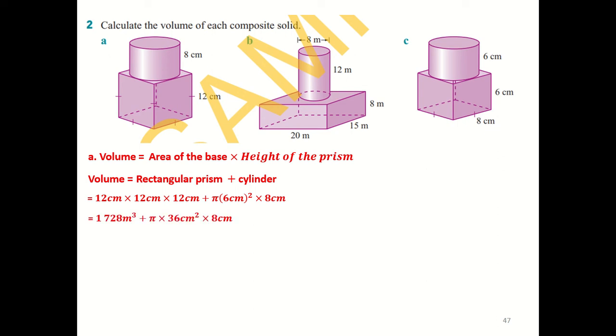Multiplying 12 by 12 by 12, it will give you 1,728 cubic centimeters, and 6 squared is 36. I still have 8 multiplied by that 6 squared, which is 36 in this case. 36 multiplied by 8 will give you 288 pi. Add the two. You will simply take 1,728 plus 288 pi, and that will give you 2,632.78 cubic centimeters.